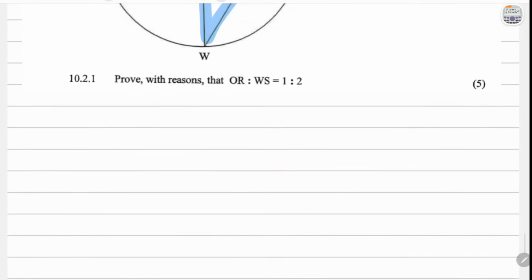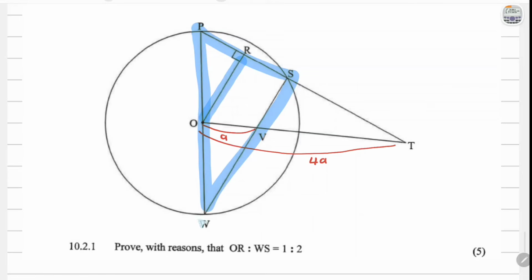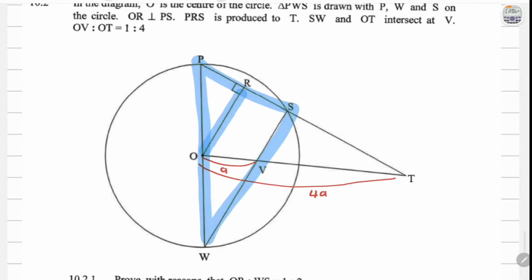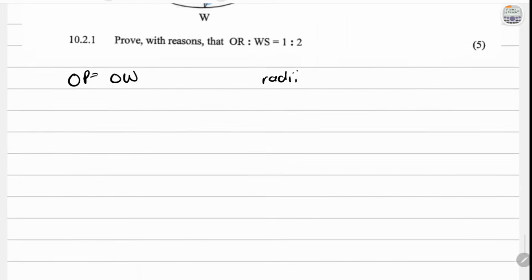So let's go ahead and show what we need to show for us to conclude that this really is shared in a ratio of 1:2. First, the radii being equal. So tell them that OP equals OW, and that's because radii are equal. And then the second thing is about that being 90 degrees. So let's show that this is really 90 degrees. We have a diameter and it's supporting an angle, which is 90 degrees.